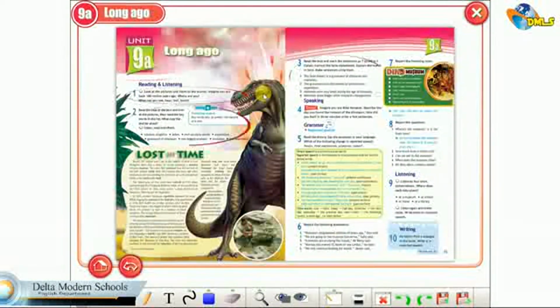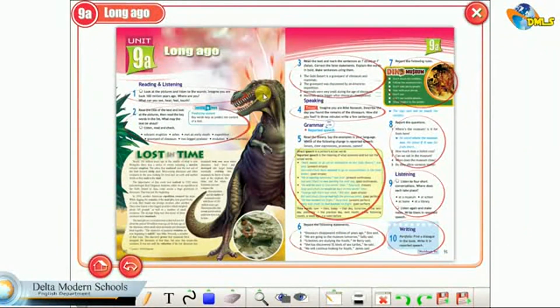Now, let's move to Unit 9A. Can you read the title, please? Yes, long ago. Can you give me an equivalent word to this title? Yes, history. Or something that happened in the past, like lost in time.